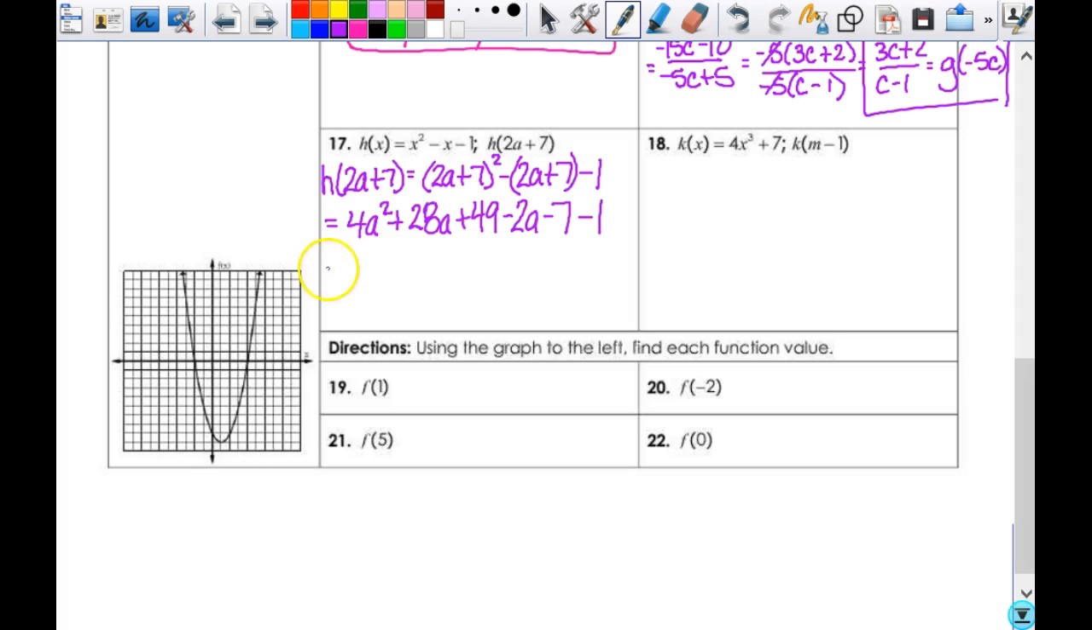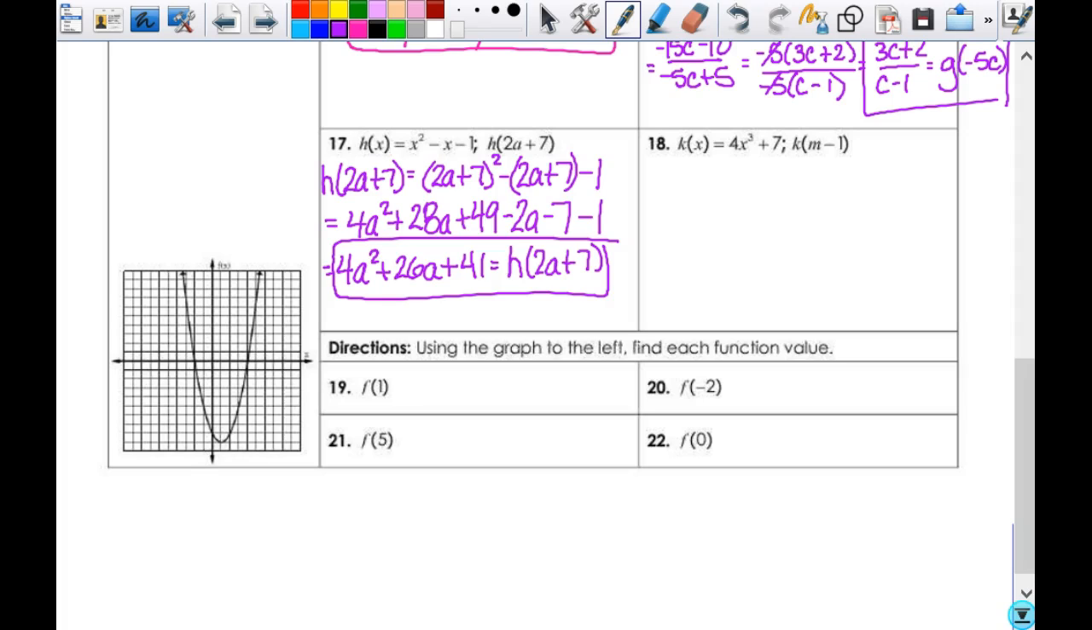All right, so then this gives me 4a squared plus 26a plus 41, and that's equal to h of 2a plus 7. Okay, everybody okay with that? All right, I'll take that as a yes too. All right, so I'm going to give you some time. I want you to work on 18 on your own.